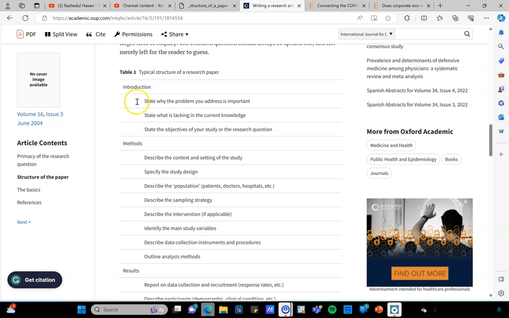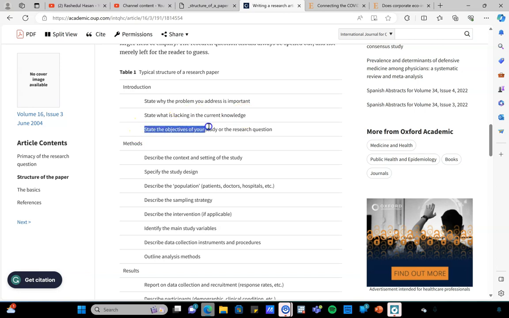So what is good is in the introduction you state why the problem you address is important from a practical perspective. Try to link it with something that is happening now in the world. Then they mention state what is lacking in the current knowledge. So that is where you can link that, okay, this problem is real, it is happening, and now you try to see whether there was enough evidence, and then you can say that there is a gap. There is a research gap, that is what you are trying to address. But only because there was not enough research on something, that may not be a very valid reason to just continue and do a research.